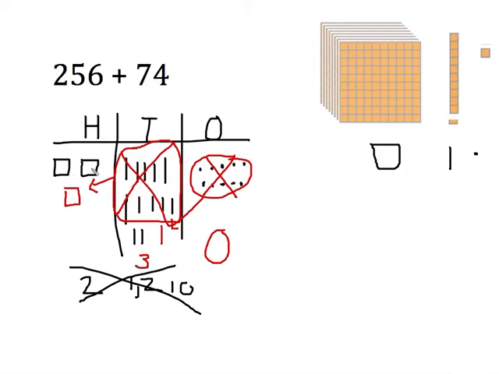Last but not least, I have 1, 2, 3. That doesn't add up to 10, so I just leave them alone. In the end, I'm left with 330. 330 is a much more realistic number than 21,210.